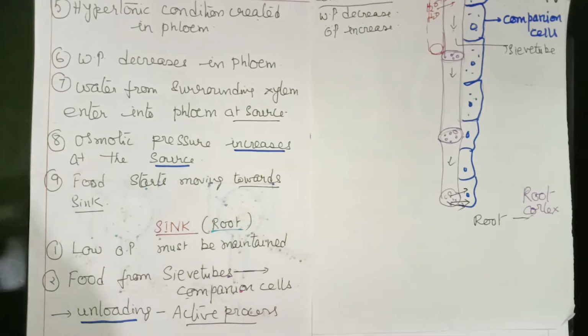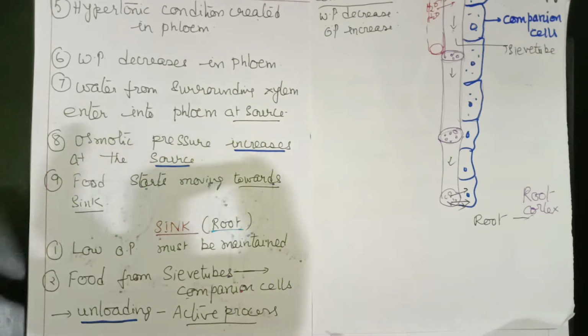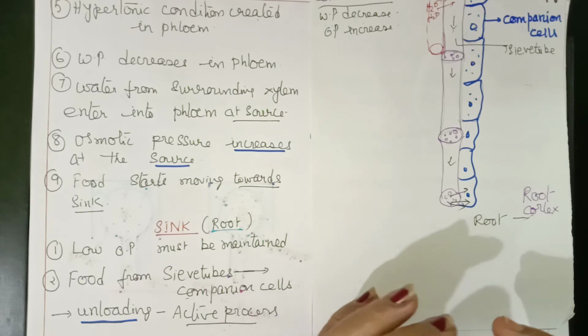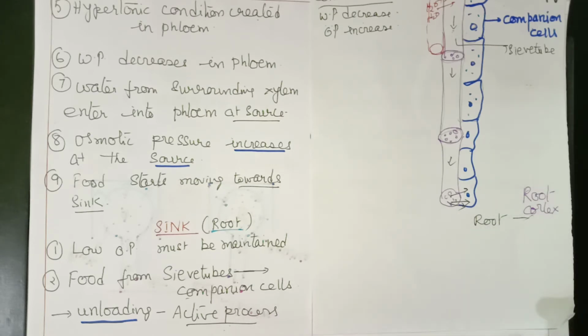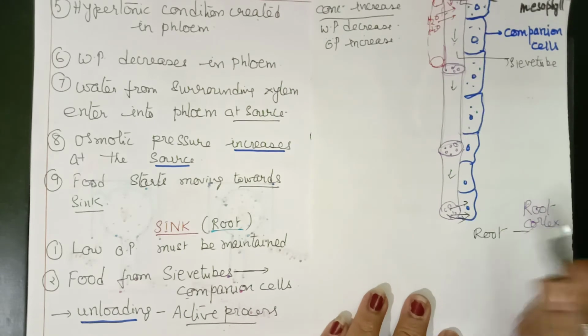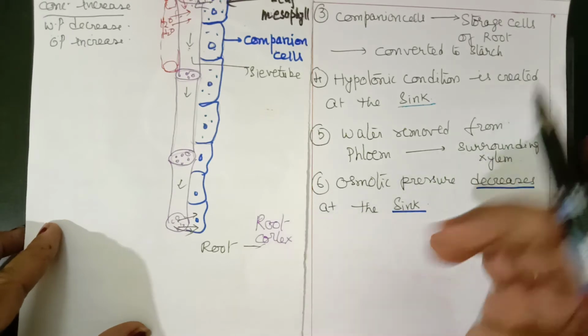And this process is called unloading, and again it is an active process. Just like loading at the source, unloading takes place at the sink, and this is also an active process. Remember, children, a very important point here is loading and unloading, and both are active processes. Now, once the unloading takes place here, what happens next?